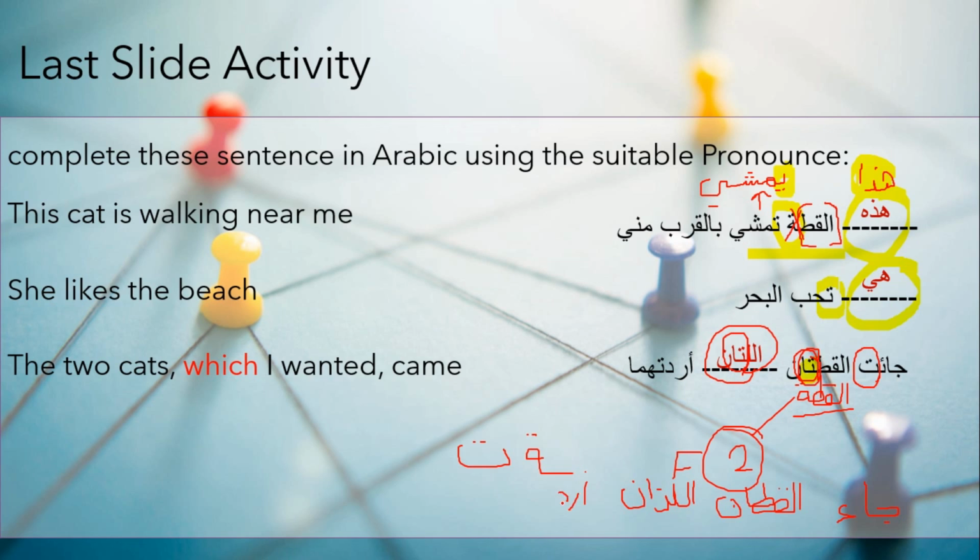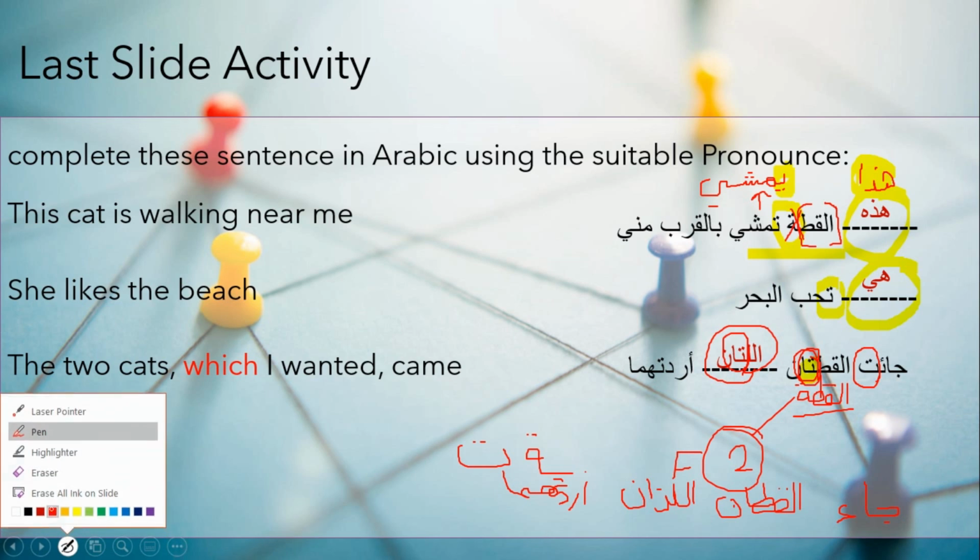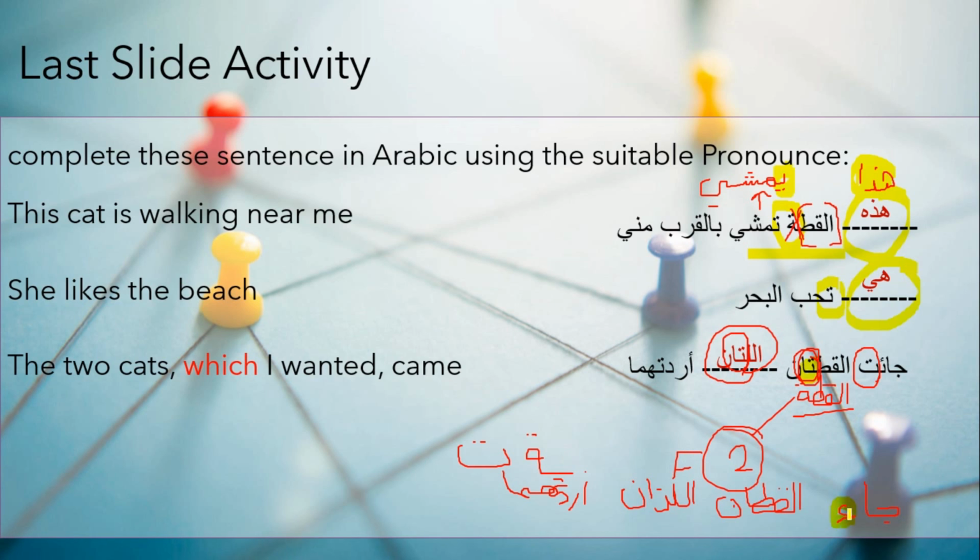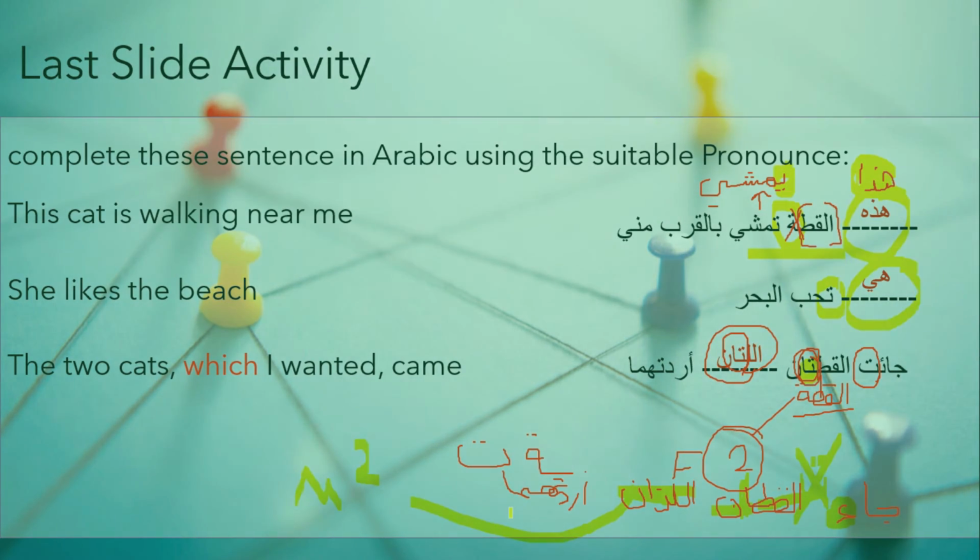I would directly say اللذان because I would know that the verb is expressing someone singular, هو, which is he. القطان, there is no ta, as you can see here. So I would understand that it's a masculine. And القطان, there is no ta again. Of course I would use اللذان, not اللتان. And then, the two cats which I wanted came.